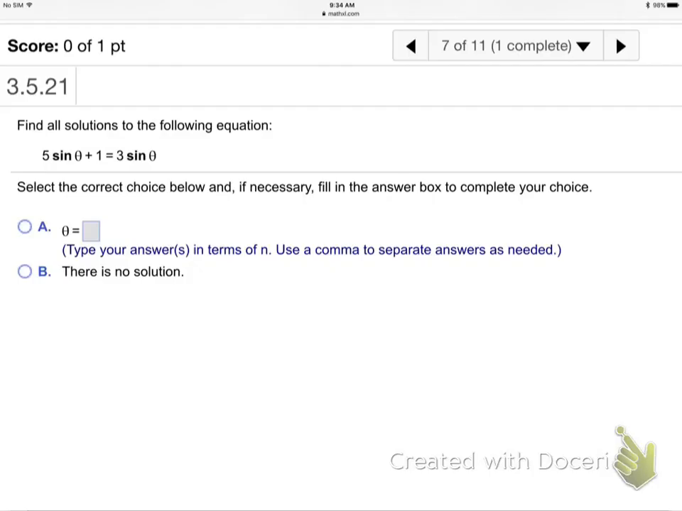All right, let's try this one. So we have 5 sine theta plus 1 is 3 sine theta. And they want us to find all solutions. So again, we're going to have to do the plus 2n pi thing at the end. Okay, so can you first off get the sine alone there? Let me give you a second. Solve for the sine like it's an x.